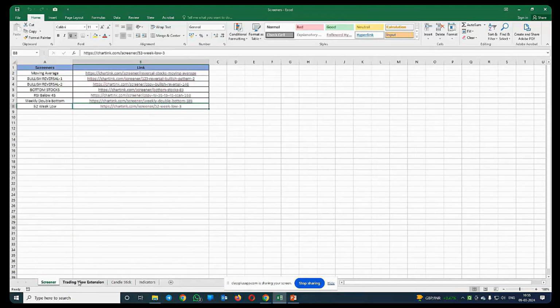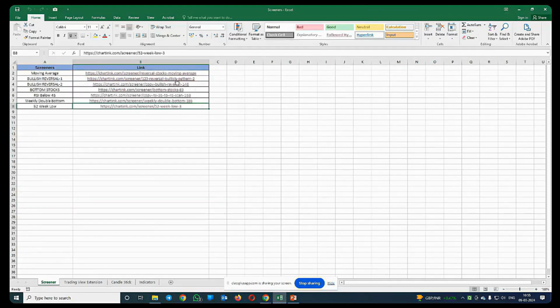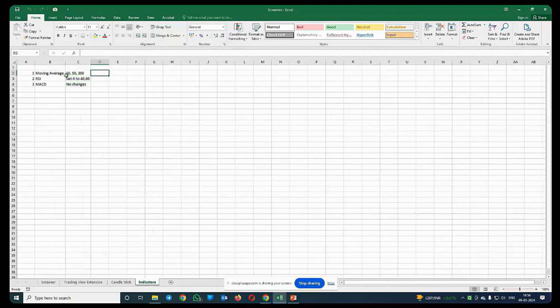First is the screener. Second is this TradingView extension. You can click here and download that extension which I was talking about, because all these screeners are in Chartink. From there, if you are charting, you can directly go to Chartink. Then these indicators which I have said: moving averages at 10, 50, 200, RSI you can set at 40 and 60. MACD you need not make any changes.